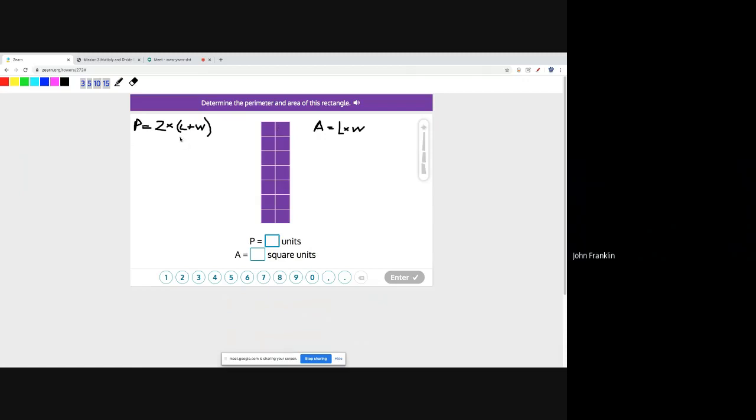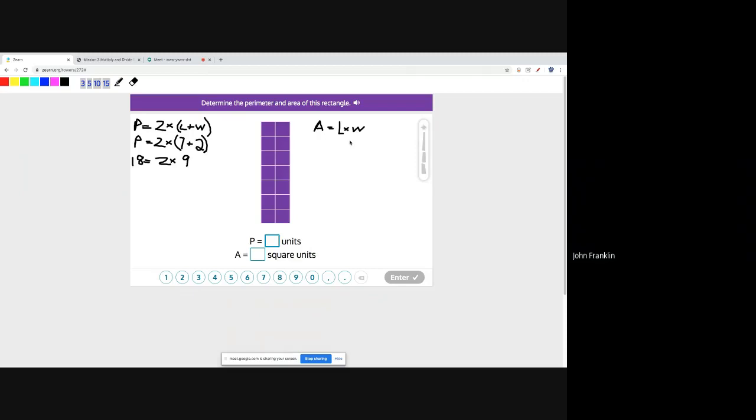If we put a length of 7 plus a width of 2, and then we move this down, 2 times 7 plus 2 equals the perimeter. 2 times 9 equals 18. Okay, so there's our perimeter.